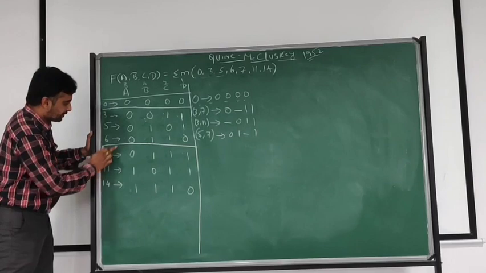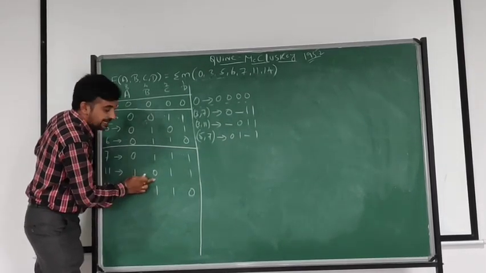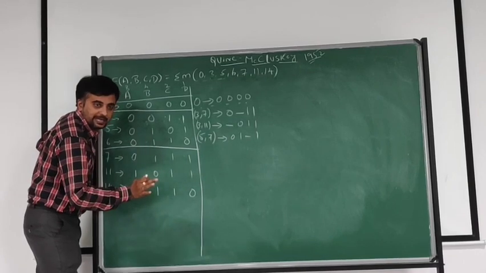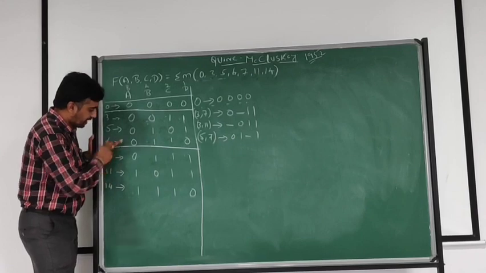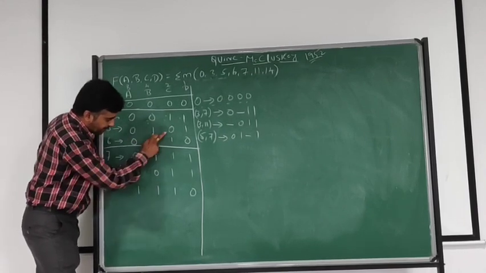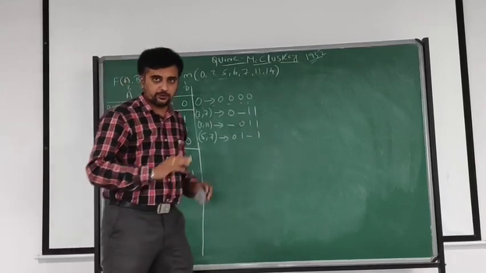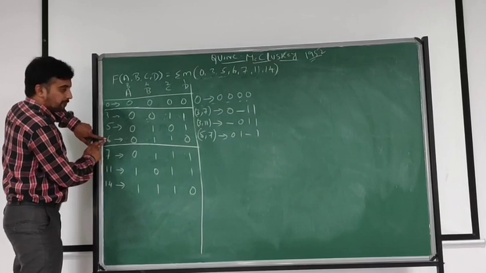After this 5, 7, next 5, 11. Here 0, 1 and 1, 0, so both the values are switching. So ignore that one. Next, come for 5 and 14. 0, 1, 1, 1: 0, 1 is switching, 1, 1 same, 0, 1 again, so 2 values are switching. Ignore that one. Next, go for the last value 6.